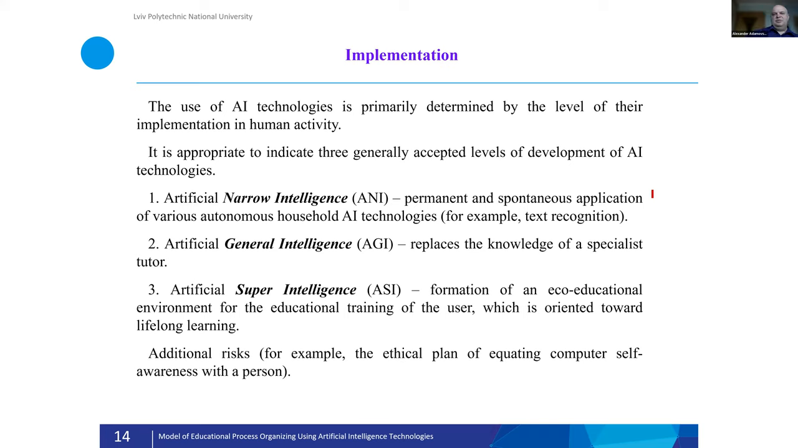It's a permanent and spontaneous application of various autonomous household AI technologies. Then we have general intelligence, which replaces the knowledge of a specialist tutor. And so superintelligence, that's what we are trying to build in the future: the forming of an eco-educational environment for the educational training of the user, which is oriented toward lifelong learning. And then additional risk, what we've got here, for example, the ethical plan of equating computer self-awareness with the person.